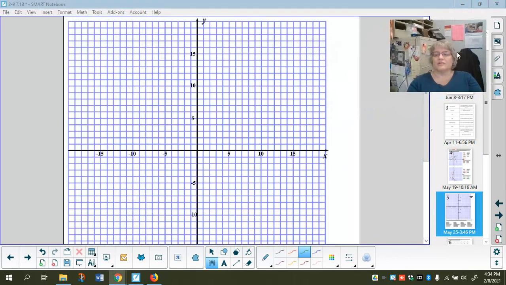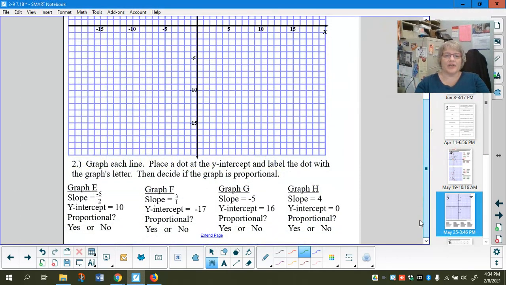All right, next section. On this next part, we're going to graph 4 lines. Graph each line. We're going to graph line E, line F, line G, and line H. We're going to start by placing a dot at the y-intercept. That is the very first step. You have to start at the y-intercept. Step 2 is to use the slope and the rise over the run to make the graph. So step 1, y-intercept. Step 2, use the slope.